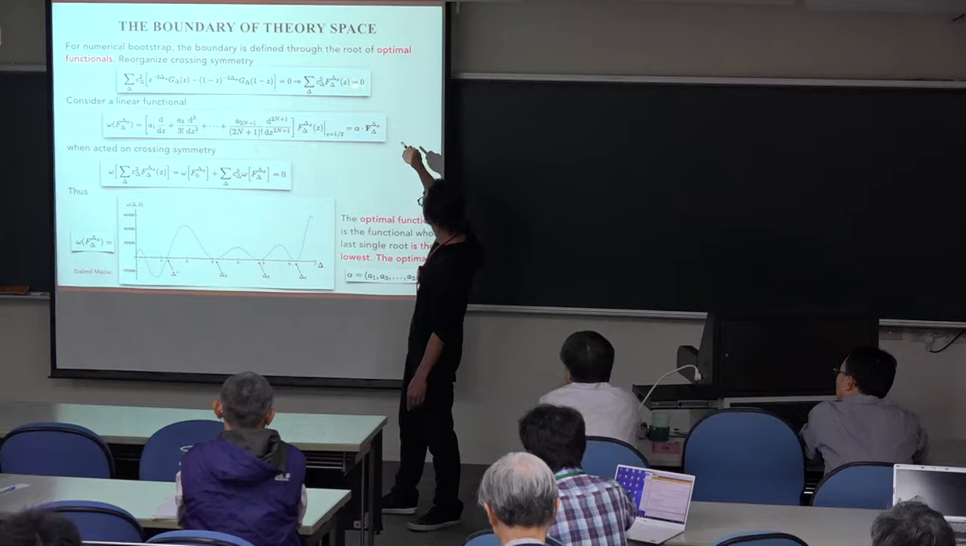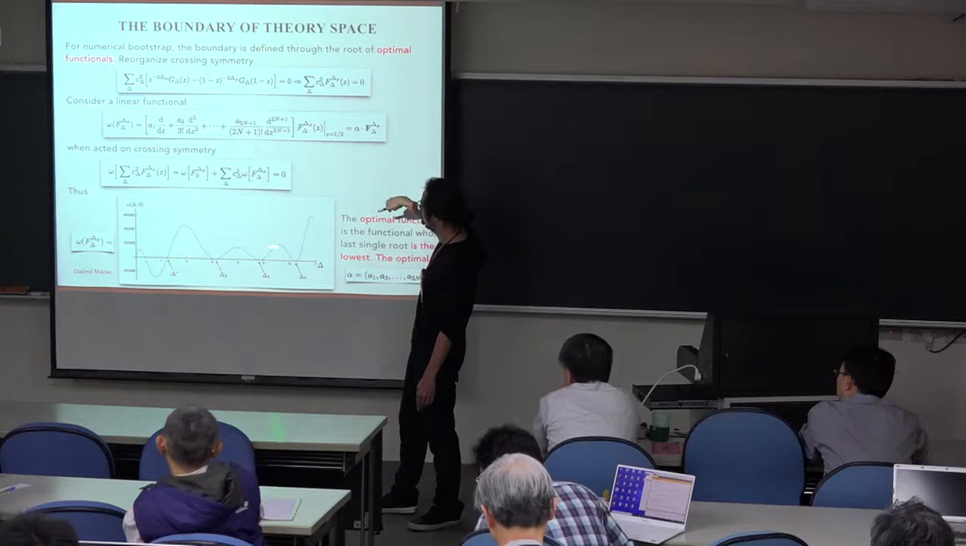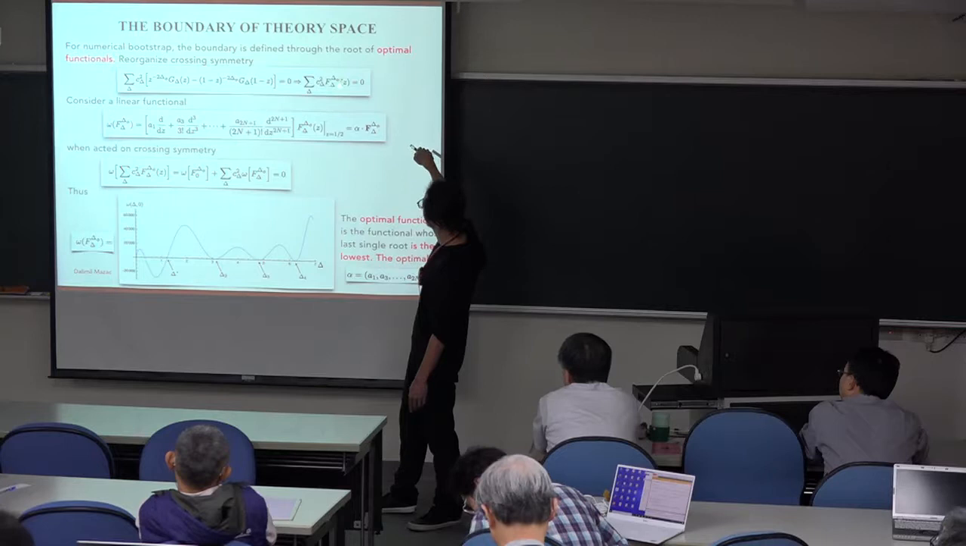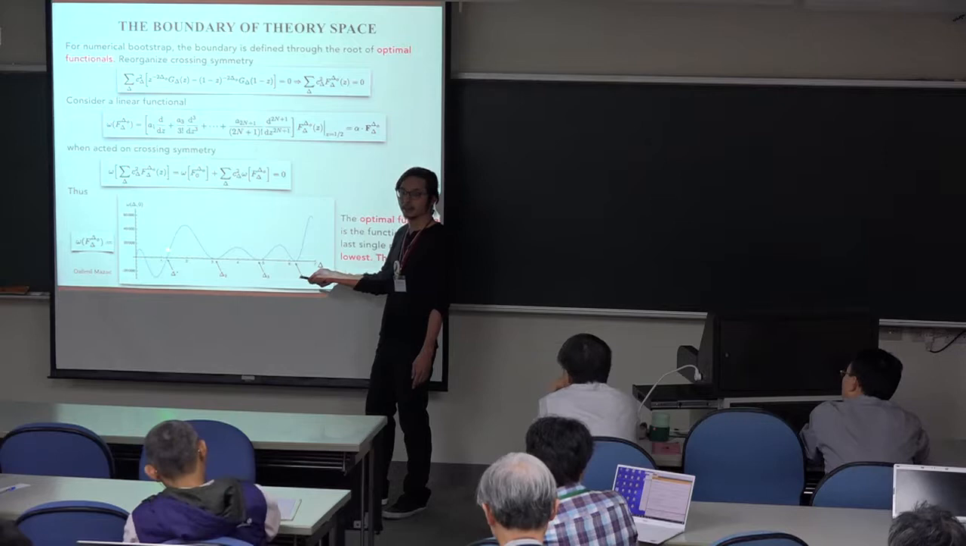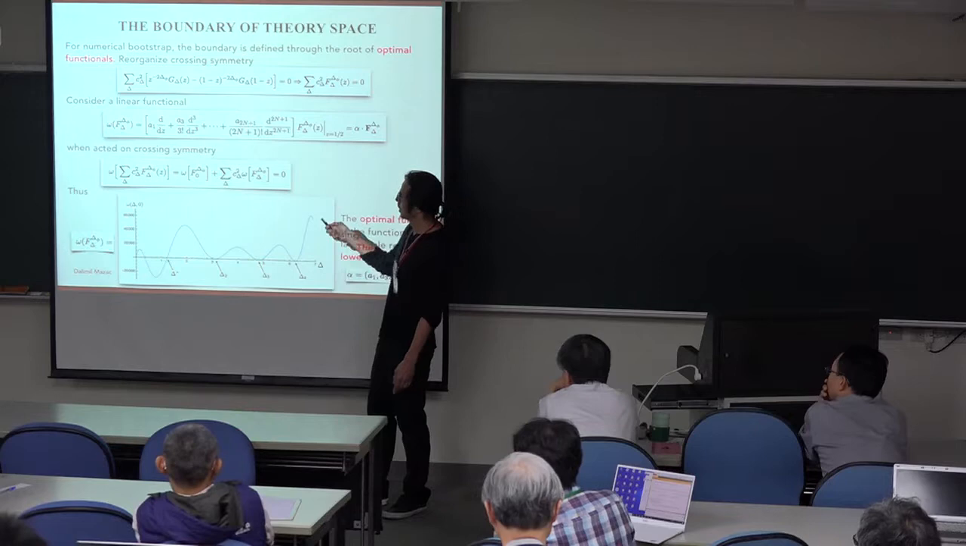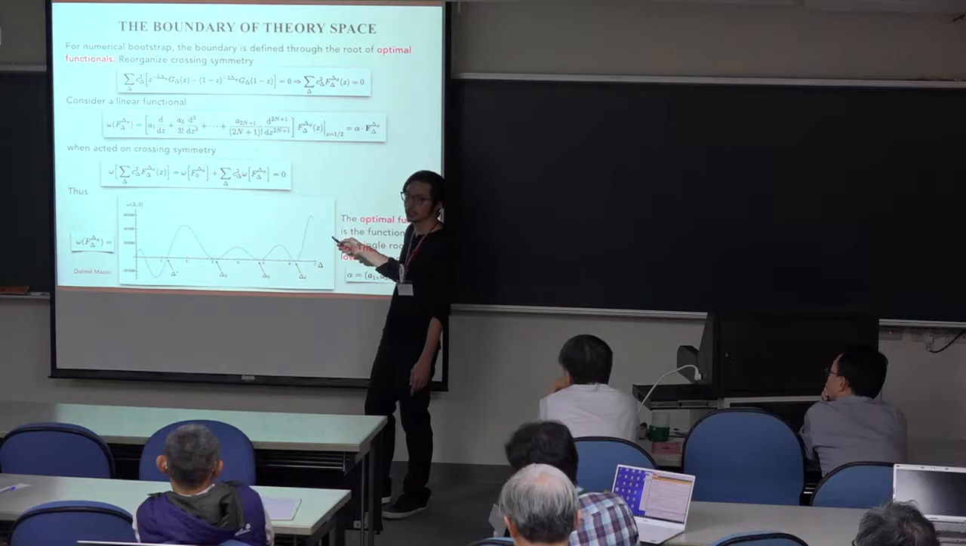So if all of the deltas are sitting after this delta star, that means that omega acting on f is always positive, and you're having a positive sum over something that is positive, and therefore this cannot be zero. And that's why this point here tells you where the gap is. If all the operators are sitting beyond this, there's no way the functional acting on this space can actually satisfy this equation. So that's how numeric bootstrap people approach this problem.